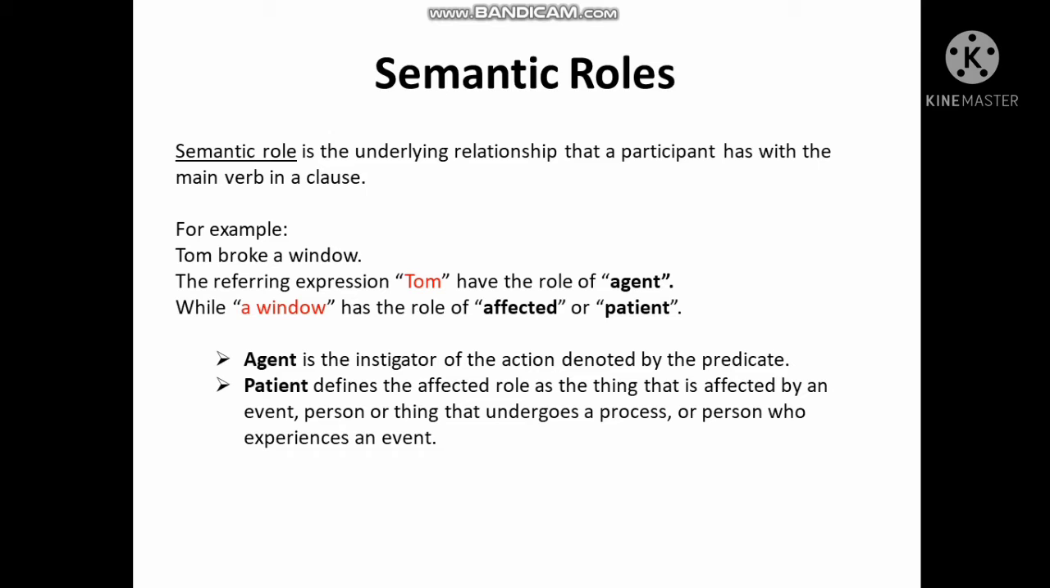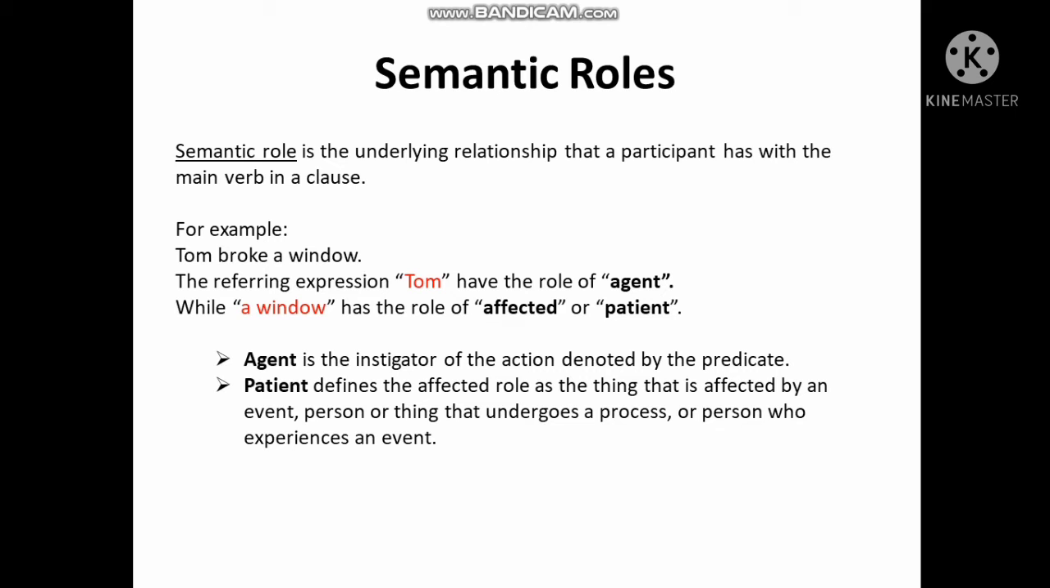For example, Tom broke a window. The referring expression Tom has the role of agent. Agent is the instigator of the action denoted by the predicate. Jadi Tom di sini merupakan agent atau pelaku dalam sebuah tindakan.